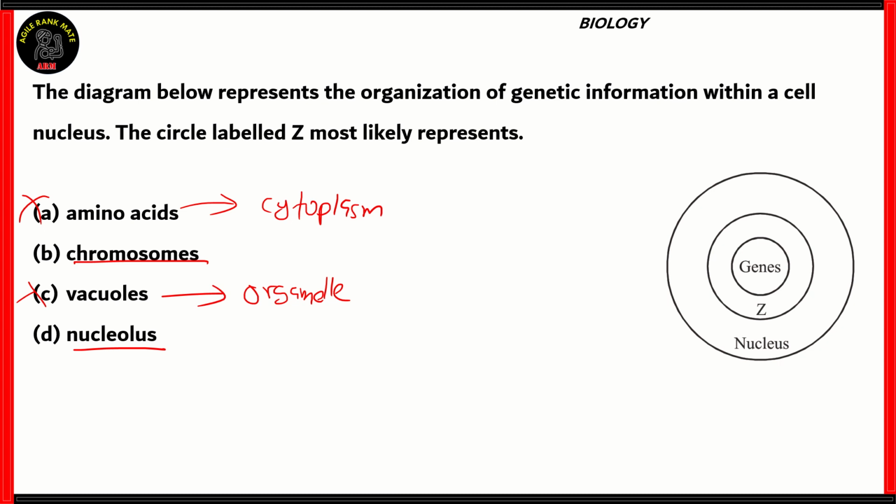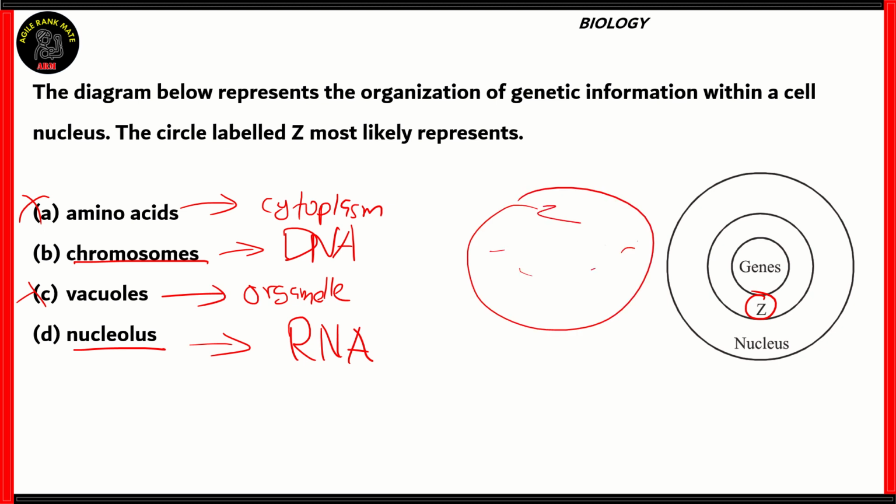So let's look at what each of these means. If we look at the nucleolus, this stores the RNA information, while the chromosomes store DNA. So we have to find out which of these can represent Z. Now this is a nucleus, and inside Z we have genes.